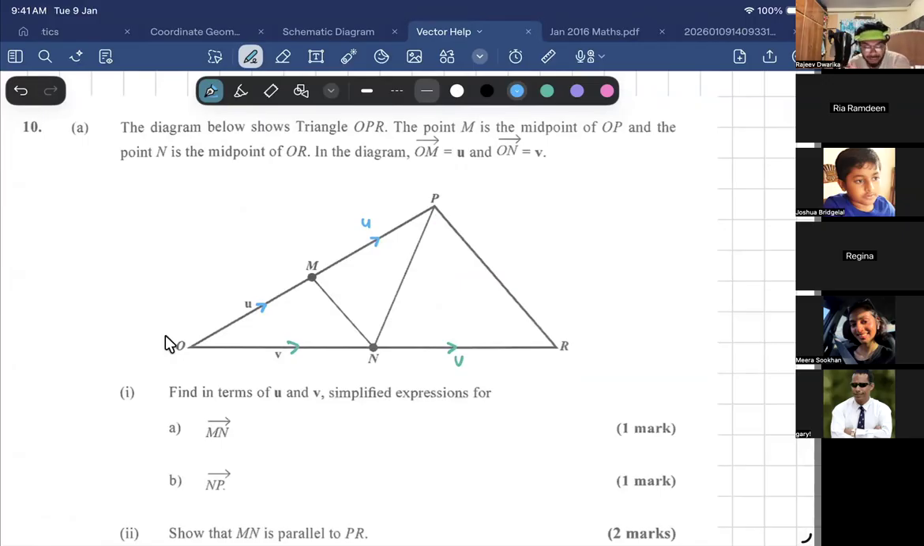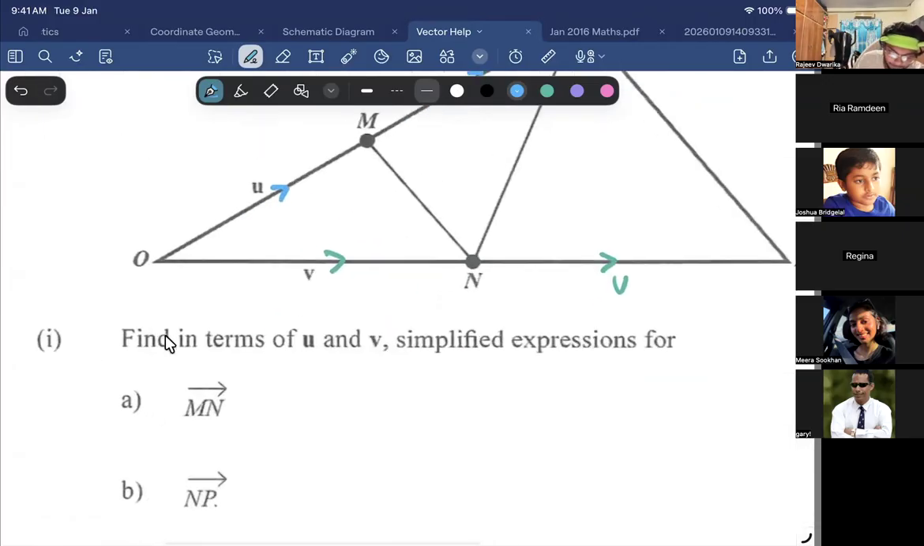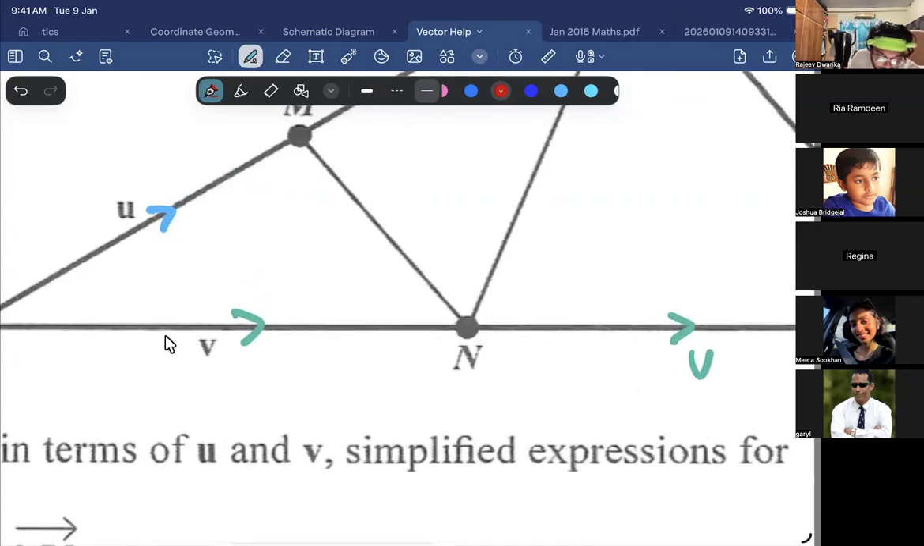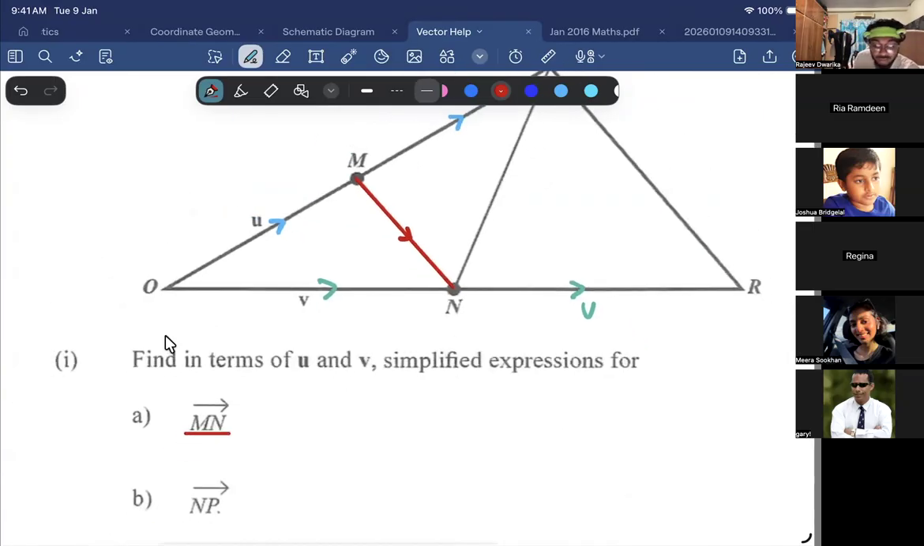All right, so Regina, the next thing, for number 1, part 1A, they want us to go from where to where? M to N. You know what I gotta do here? I got an arrow here. So that's where I want to go, from M to N. All this is just directions. That is all it is.